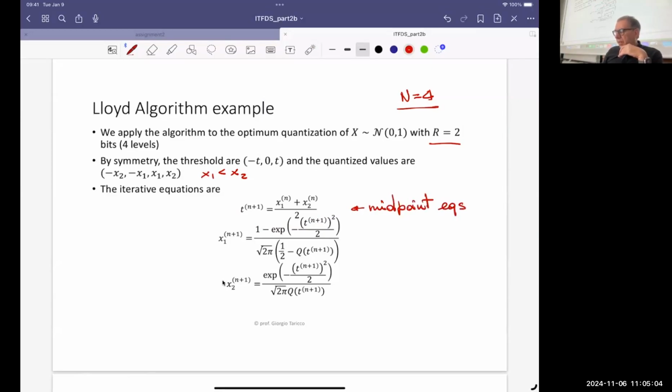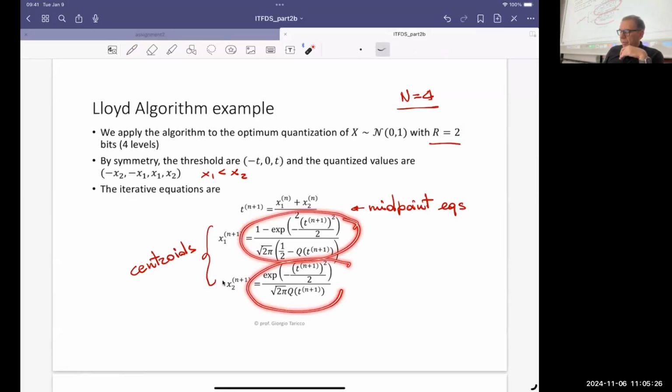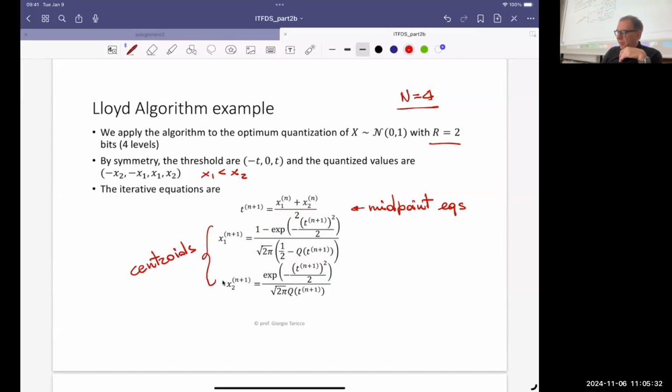And I'm skipping the detailed computation of the centroids. They are given by these 2 expressions here. x1 n plus 1 and x2 n plus 1 are given by these 2 expressions. As you can see, they involve a special function, that is the Q function.